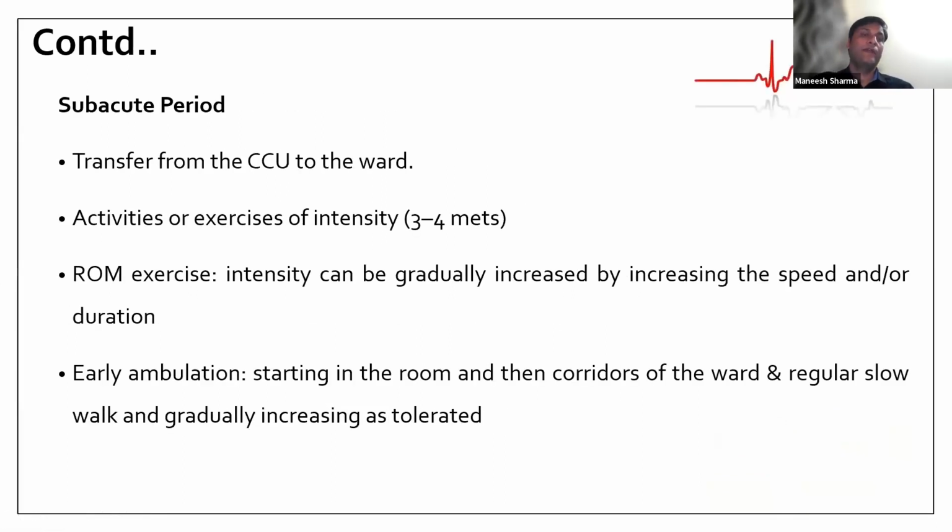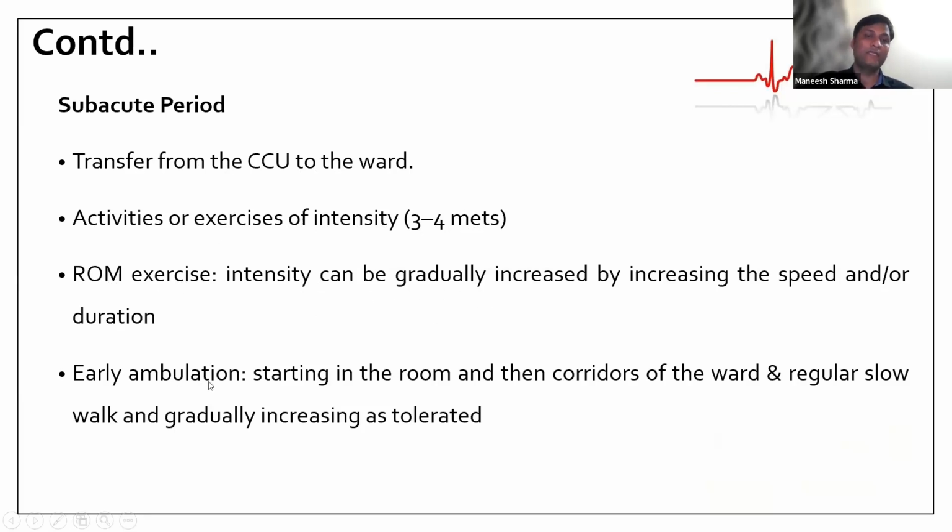In the subacute phase, the patient is transferred from the CCU to the ward, and the intensity of the activities or exercise depends, as I said, on the METs value. Activities classified at 3 to 4 METs are normally recommended for such patients. The patient can also perform ROM exercises, but the intensity is gradually increased.